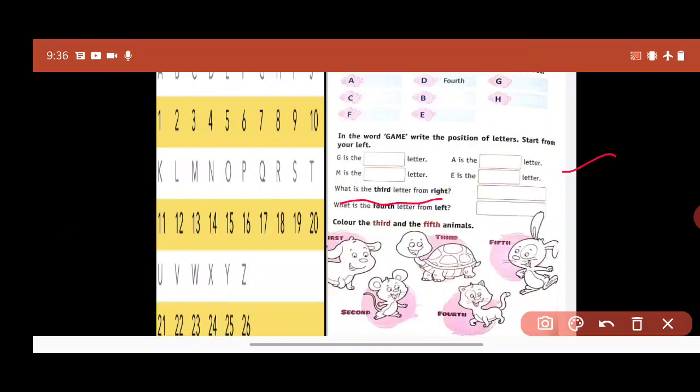Which is this question? What is the third letter from right? So now in this question they are saying, look at the right side and count which is the third letter from your right side. So from our right side, A is the third letter. We'll write A over here. Which is the fourth letter from left? From left, let us count. 1, 2, 3, 4. And E is the fourth letter. Right? Now next question, color the third and fifth animals. You have to color the third and fifth animals over here.